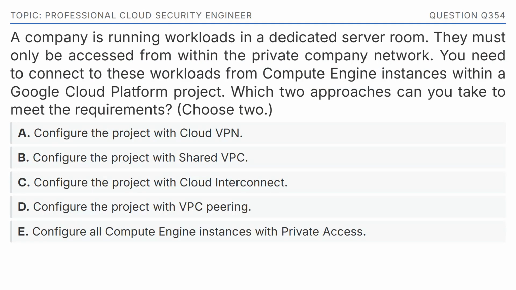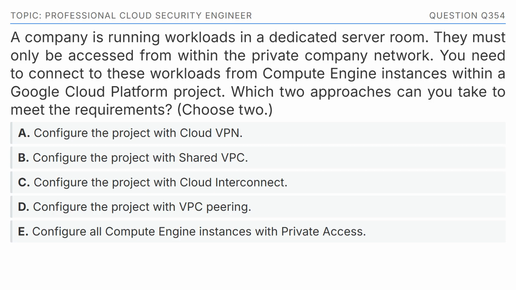A company is running workloads in a dedicated server room. They must only be accessed from within the private company network. You need to connect to these workloads from Compute Engine instances within a Google Cloud Platform project. Which two approaches can you take to meet the requirements?